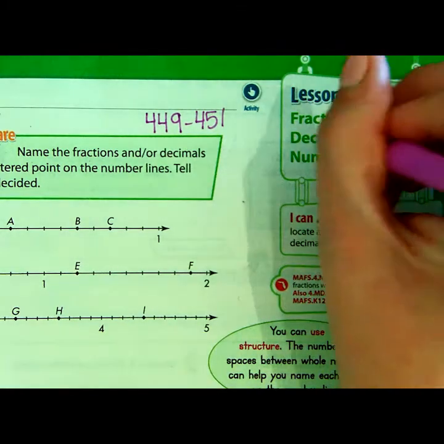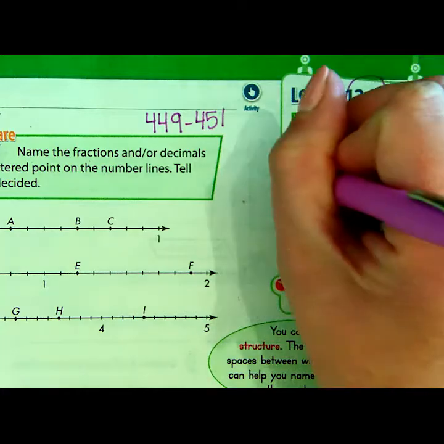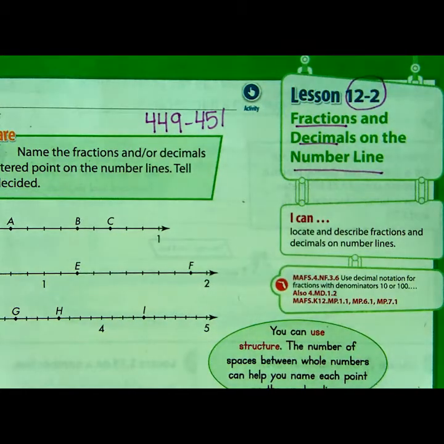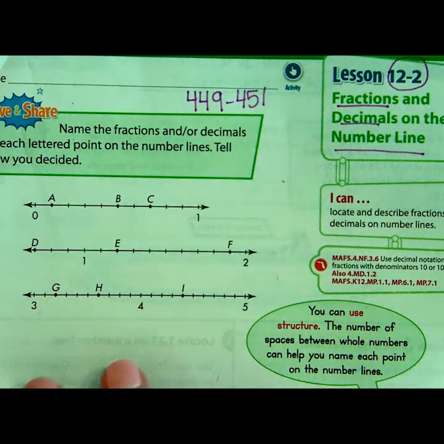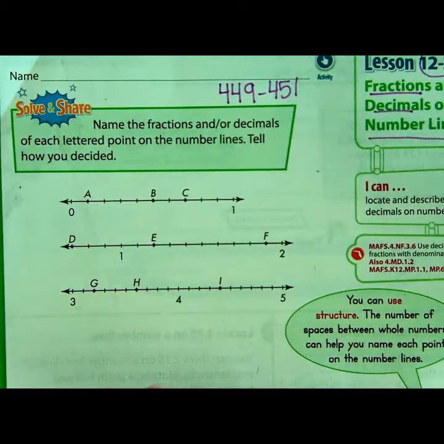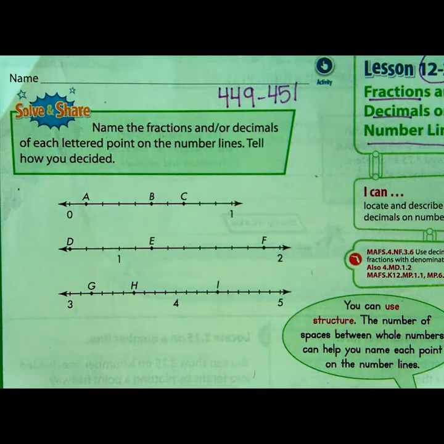Today we're going to look at fractions and decimals using number lines. So this tends to get a little more involved and somewhat tricky. So make sure you're paying close attention, make sure you have your book and it's open and you are in a nice quiet spot today so you can really focus and make sure you're following along in this video. So we have 3 number lines here and we have to name the fractions or the decimals of each lettered point on the number lines.